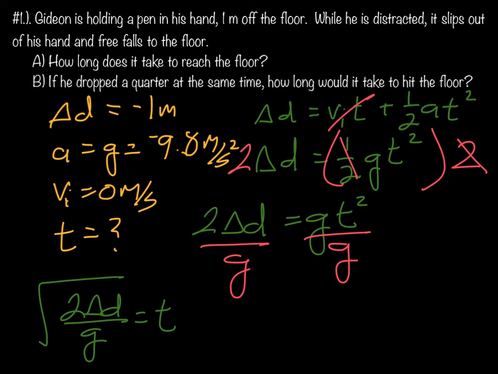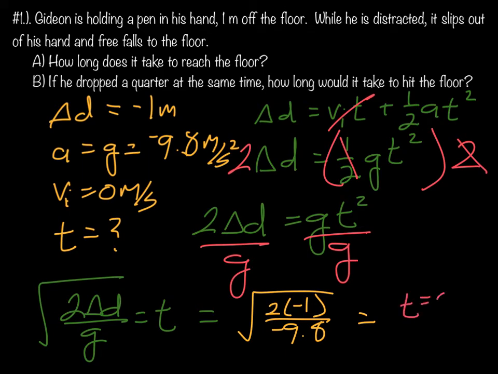So now if I take the numbers from my problem and plug that in, t is going to be the square root of 2 times negative 1 divided by negative 9.8 meters per second squared. Then I'm going to take my calculator, plug all that in, and get a final answer of time equaling 0.45 seconds. So that is the answer to how much time it takes for it to fall.